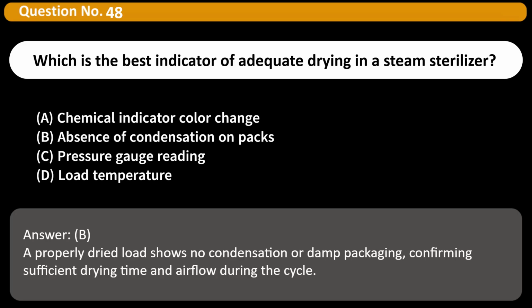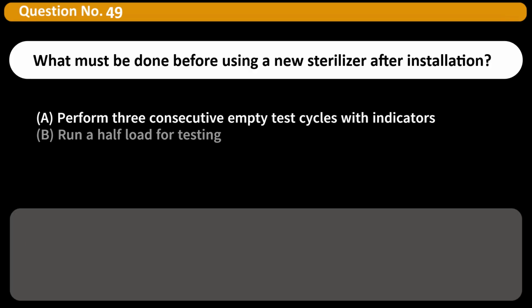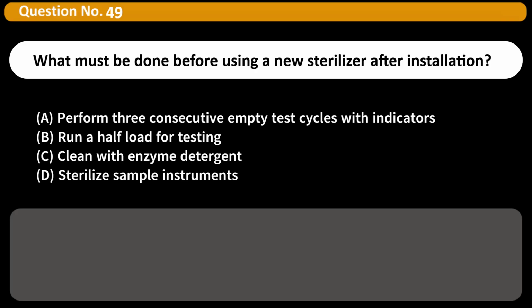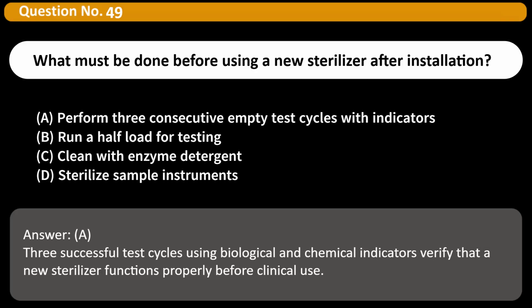What must be done before using a new sterilizer after installation? A. Perform 3 consecutive empty test cycles with indicators. B. Run a half load for testing. C. Clean with enzyme detergent. D. Sterilize sample instruments. Answer A. 3 successful test cycles using biological and chemical indicators verify that a new sterilizer functions properly before clinical use.